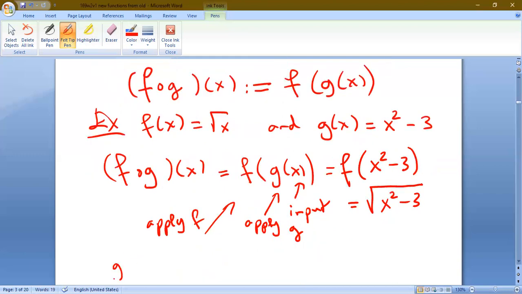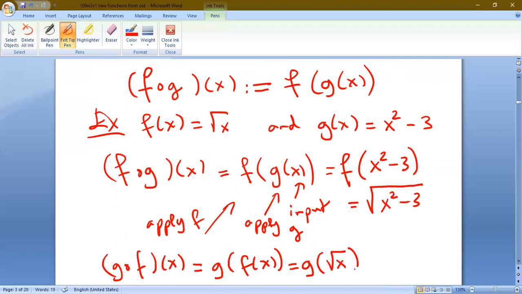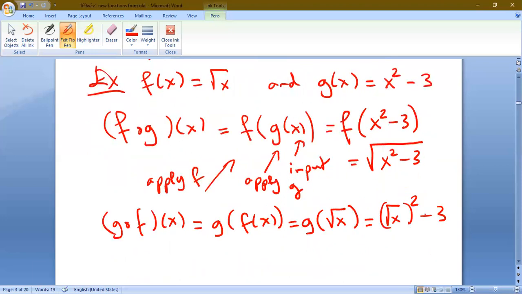What about g of f of x? Now this one, it's going to take f of the input, which will make the input x to be equal to square root of x because f takes square root. And then what does g do? It takes the square of the input and then subtracts 3. So what is the square of square root? It's x. So it's x minus 3. So this is g of f.